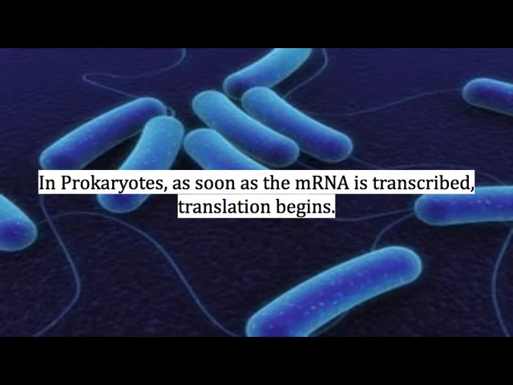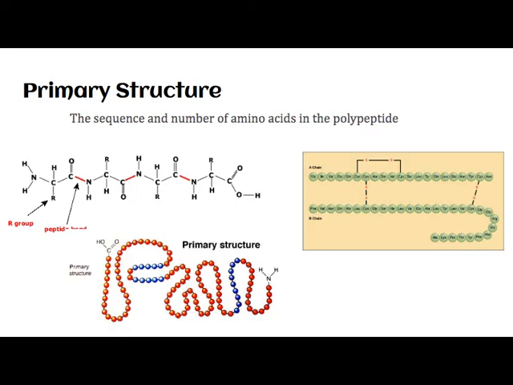Okay. So just a note here. For prokaryotes, as soon as you have an mRNA, you can translate right away just because they don't have a nucleus. There's no barrier. For eukaryotes, it needs to travel from the nucleus to the cytoplasm. That's just an idea you need to know. Okay? All right. Now, your proteins.